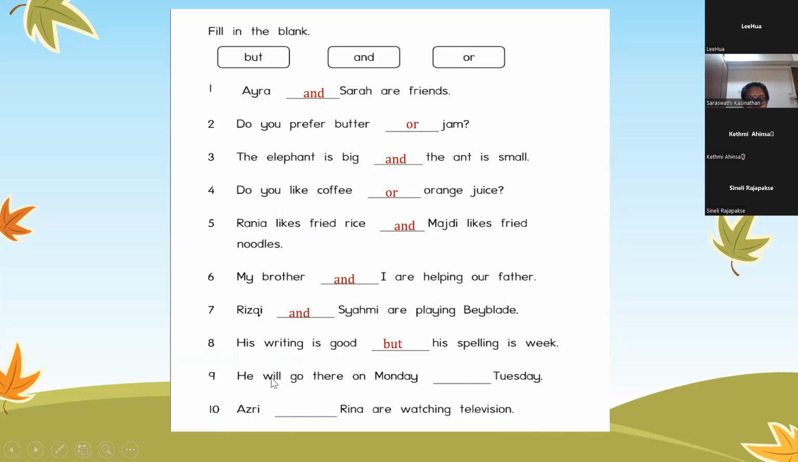He will go there on Monday and Tuesday. Okay. Number 10. Excuse me, teacher. And are watching television. Very good. Well done. Very good, children. Very well done. You have understood the concept pretty much better.